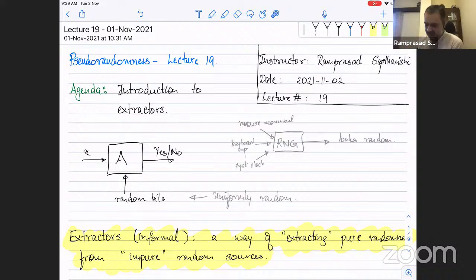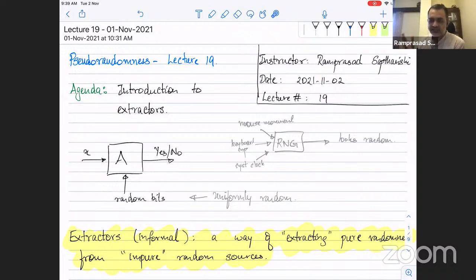In some efficient fashion. Obviously, this is a very informal definition, and there are a lot of things left unsaid here: what do we mean by extracting randomness? What do we mean by close to random? What do we mean by impure sources, and so on. In today's lecture, we're going to try and come up with suitable definitions for them. Some of them may work, some of them may not work.